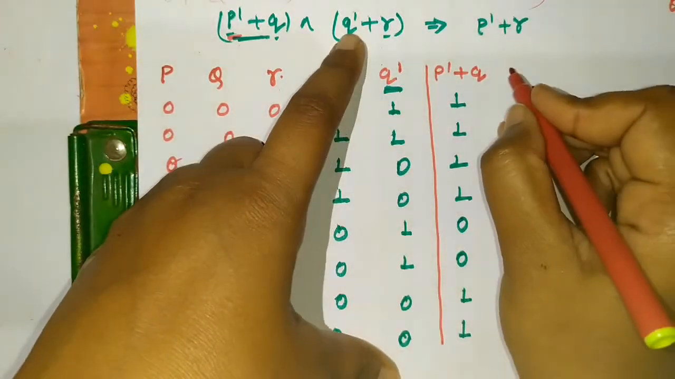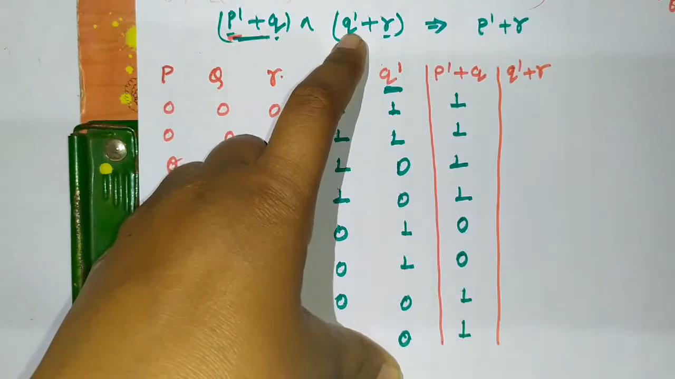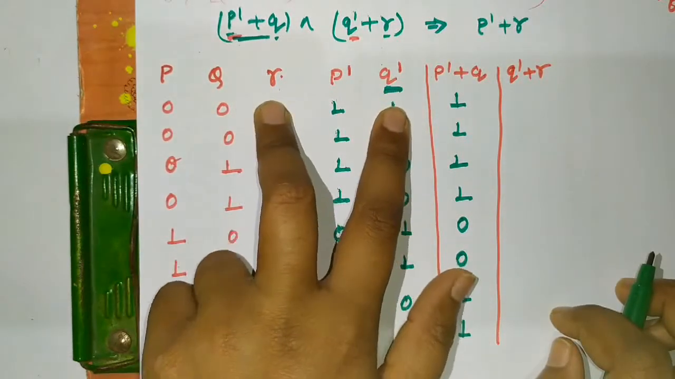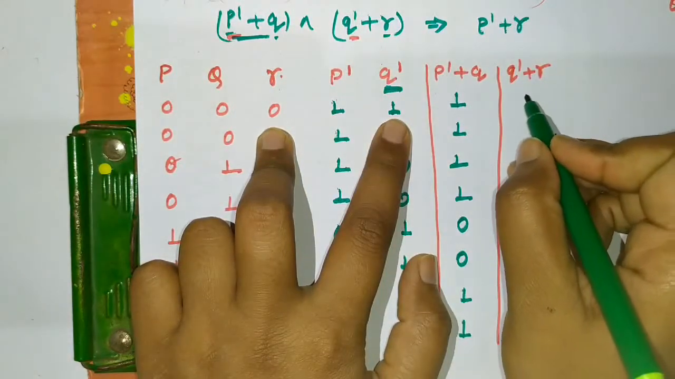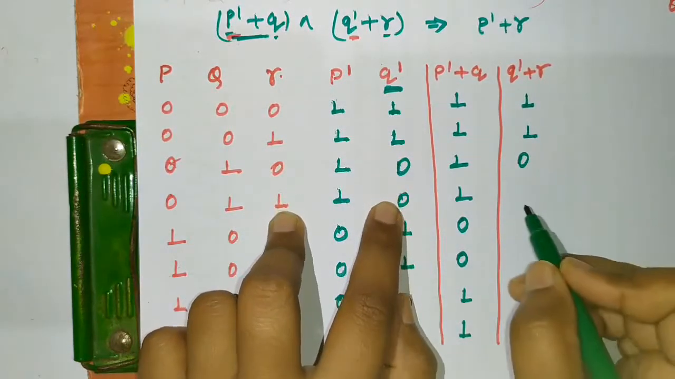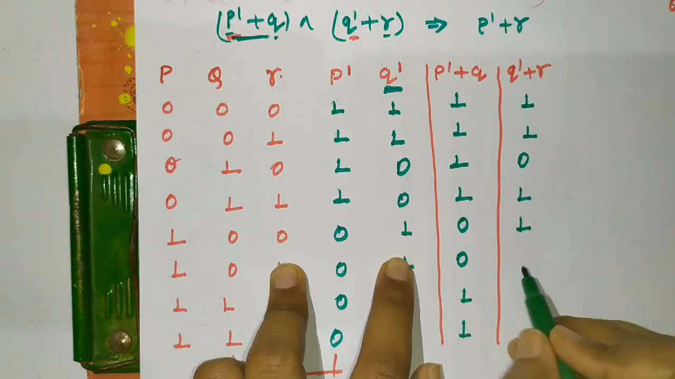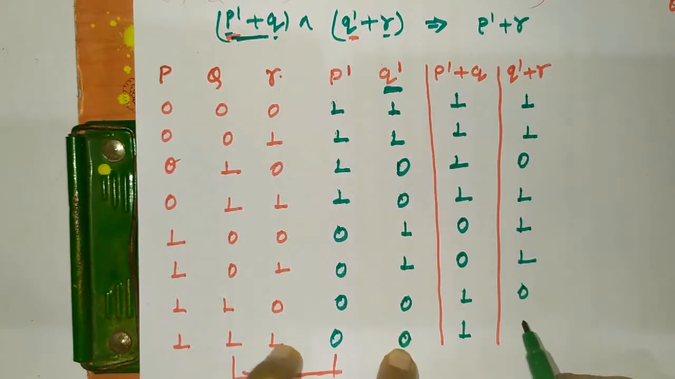Next, we have to find Q dash plus R. The value of Q dash is this and the value of R is this. So 0 or 1: 0 plus 1 is 1. 1 plus 1 is 1. 0 plus 0 is 0. 0 plus 1 is 1. 0 plus 1 is 1. 1 plus 1 is 1. 0 plus 0 is 0. 1 plus 0 is 1.